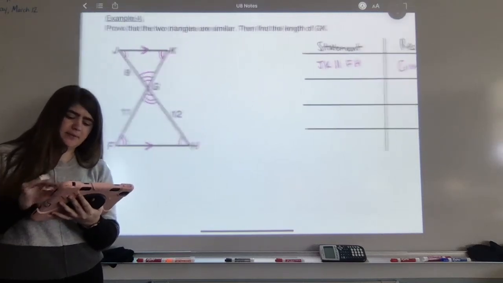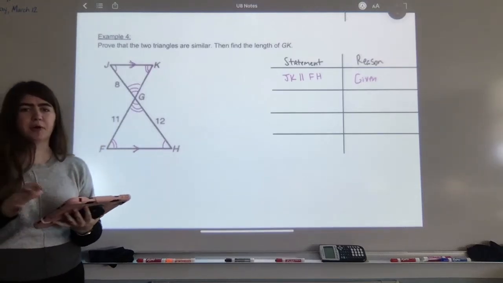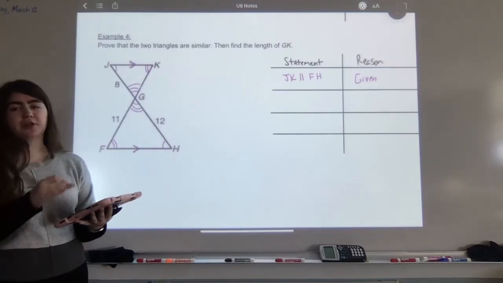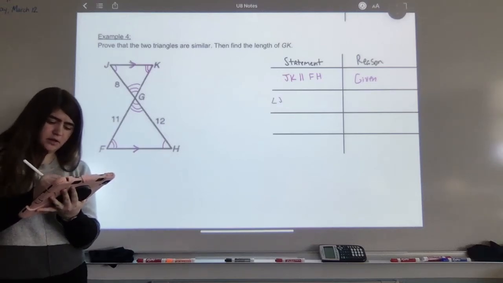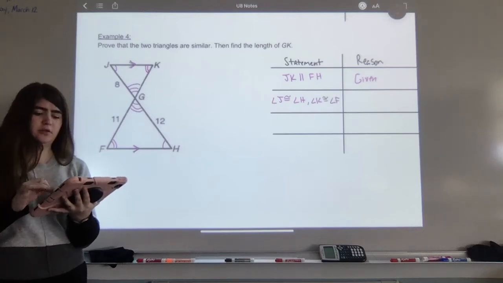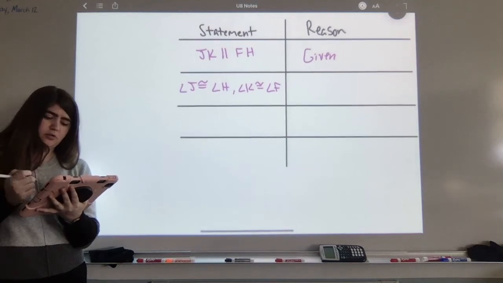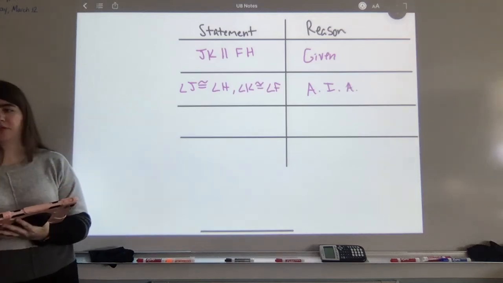So I'm going to keep this simple and go with the alternate interior angles for both pieces so that I can put this all in one line. So I have angle J is congruent to angle H, and angle K is congruent to angle F. And if you would like to put this in two lines, you totally can. And those are congruent because they are alternate interior angles. The alternate interior angles theorem.